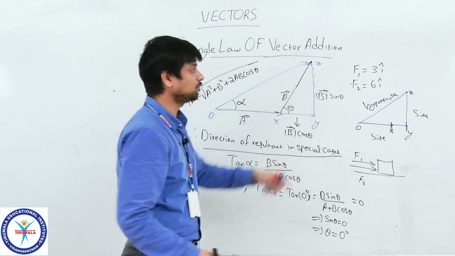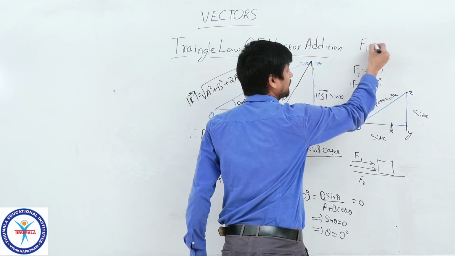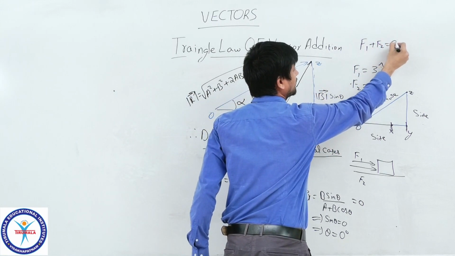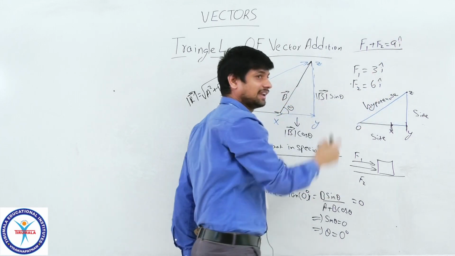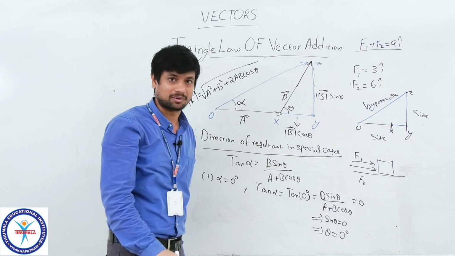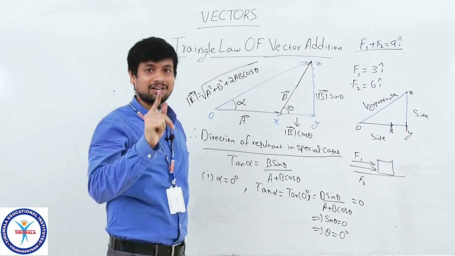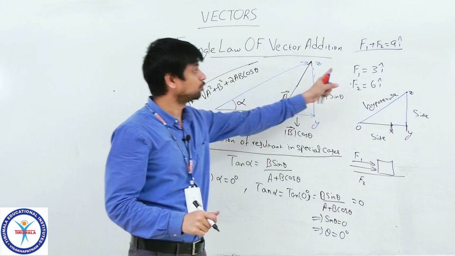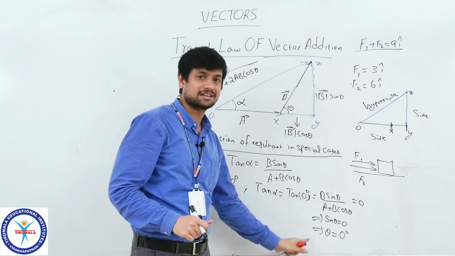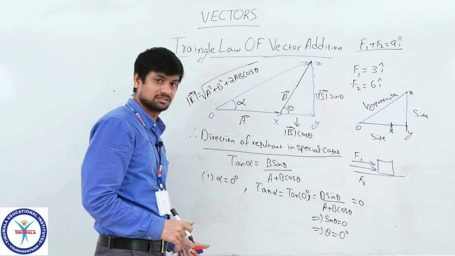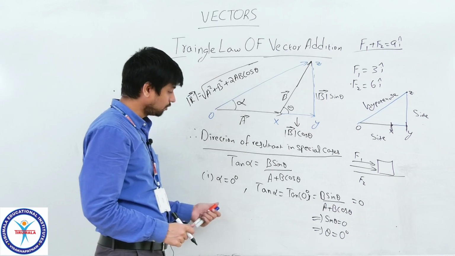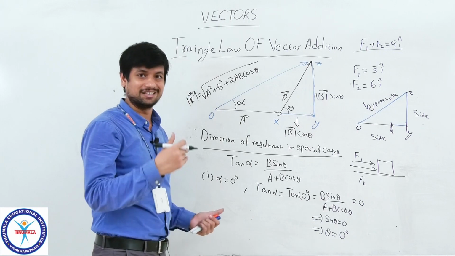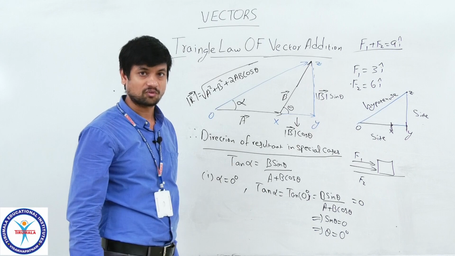So that's why if you add these two, resultant F1 plus F2, what do you get? 9 i cap, again i cap. So it is along the x direction. So the resultant makes 0 angle, and the angle between the two vectors is also 0. That can be understood from this application. Now if alpha value is 90, what will be the answer?